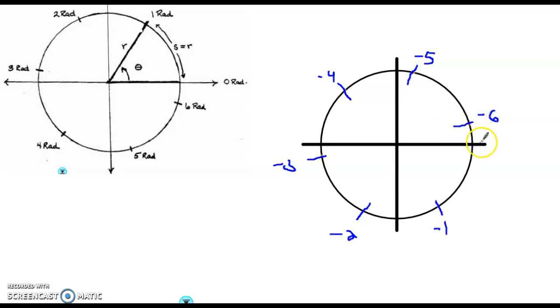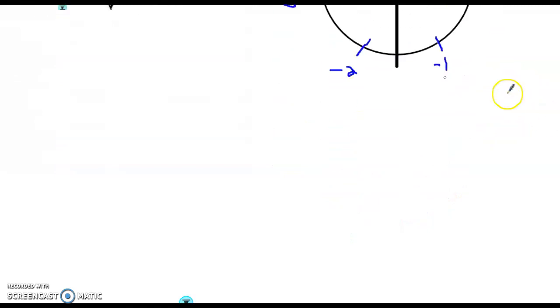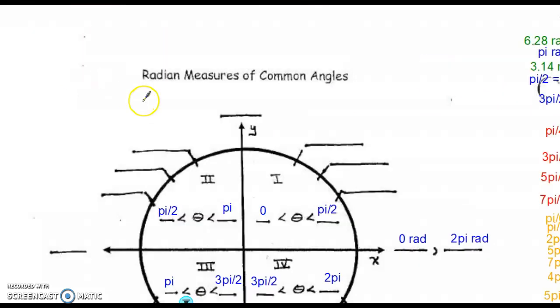And we know this is -6.28 right here, once around the circle going clockwise. Remember, clockwise are negative angles, and counterclockwise is positive. Here's positive radians, angles, and this is clockwise. All right, folks, nothing else is there. Let's go on to the next page.